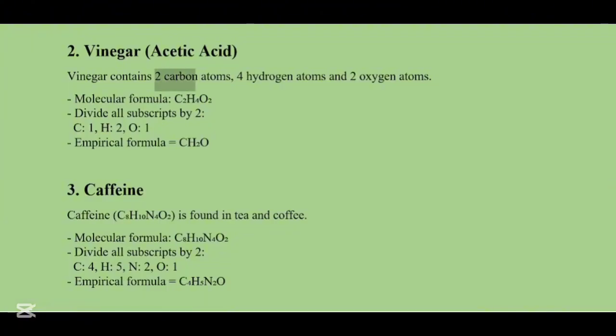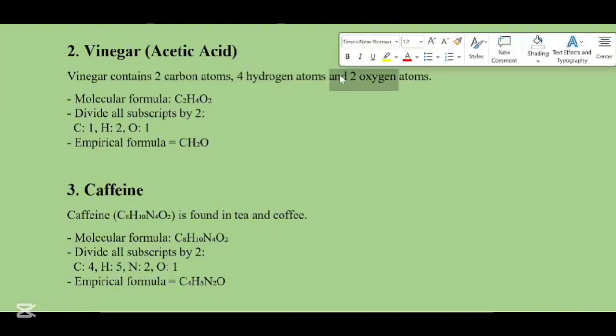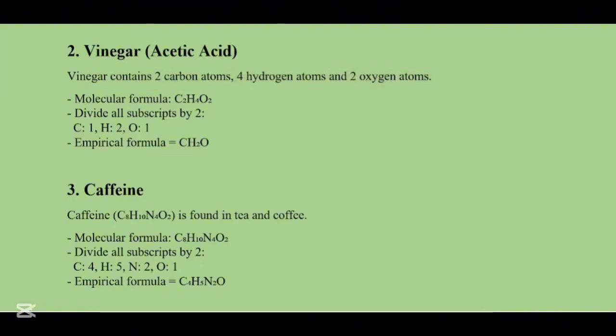It contains 2 carbon atoms, 4 hydrogen atoms, and 2 oxygen atoms. This means that its molecular formula will be C2H4O2. Now, as you can see, the smallest value from these three elements is 2. So divide every atomic number by 2.